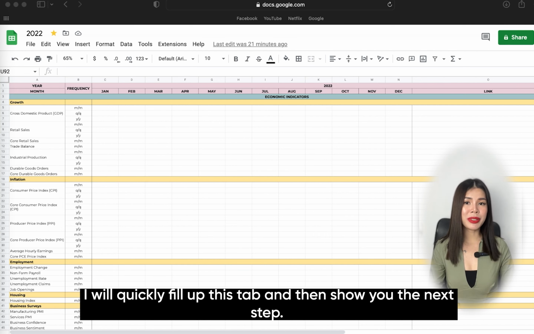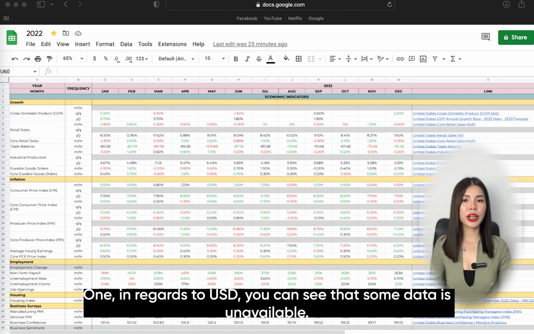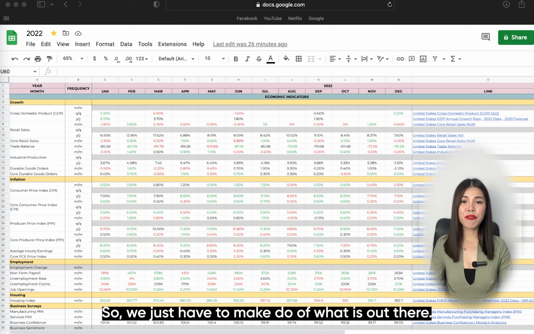I will quickly fill up this tab and then show you the next step. I have some points to explain. 1. In regards to USD, you can see that some data is unavailable. It means the US government, central bank, and private organizations are not collecting this kind of data. So, we just have to make do with what is out there.